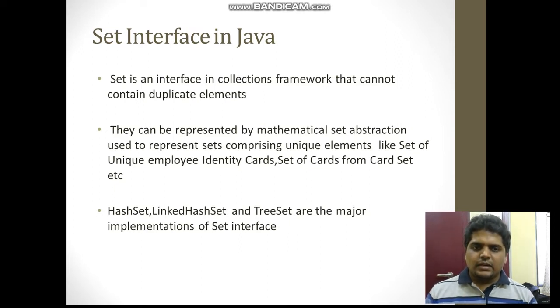They can be represented by the mathematical set abstraction used to represent a set comprising unique elements, like a set of unique employee identity cards. So there are situations where you need uniqueness. Over there, specifically the Set interface should be used, like the set of unique employee identity cards, because identity cards are specific to specific employees. Also the set of cards from the card deck, as there are 52 cards in the deck and each card has its unique value. So it's again the best example of Set. And majorly HashSet, LinkedHashSet and TreeSet are the implementations of the Set interface.